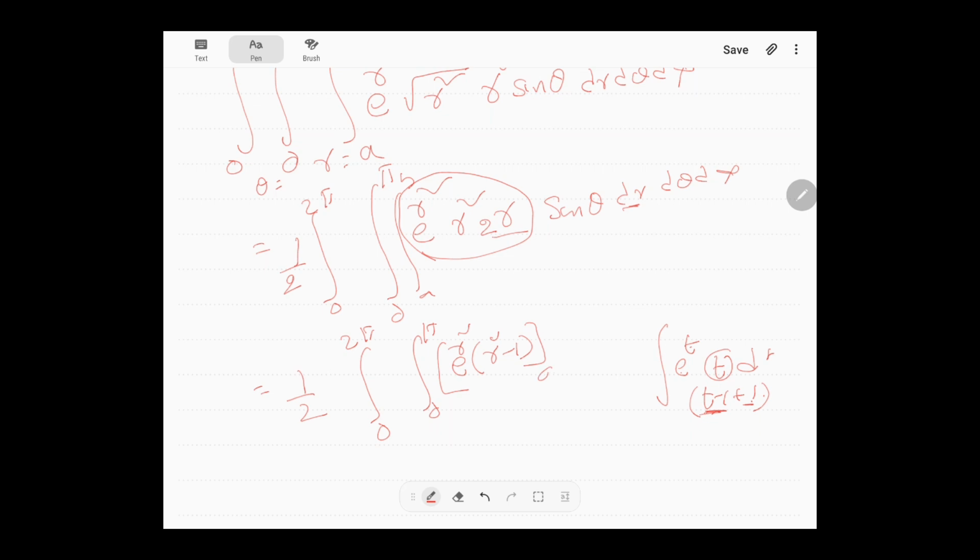And I need to substitute the limits a to b. Sin theta is there. Integration with respect to r is over. D theta and d phi are there. So this I am erasing. This I don't require here.